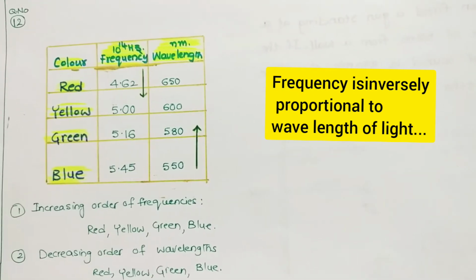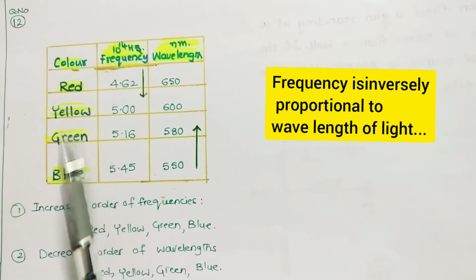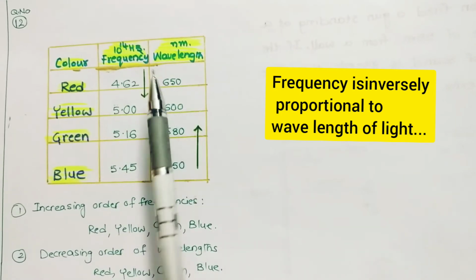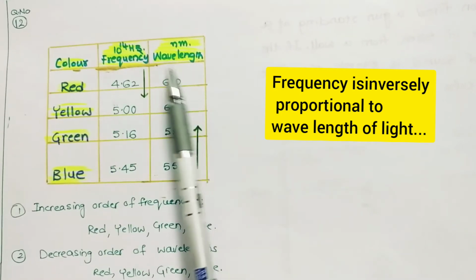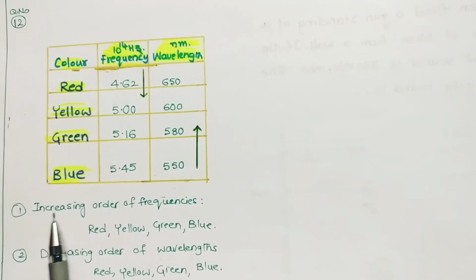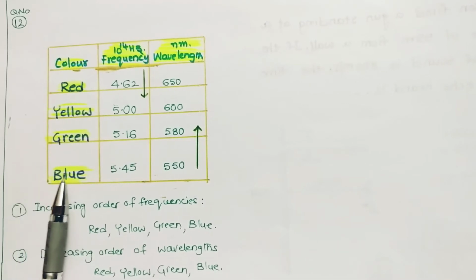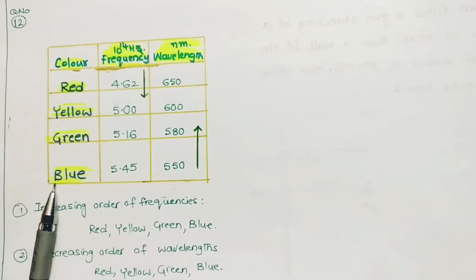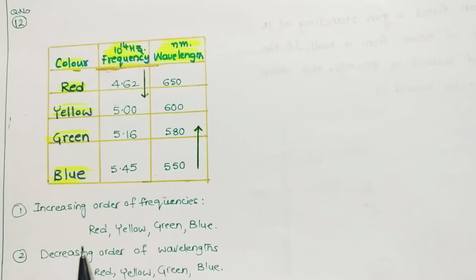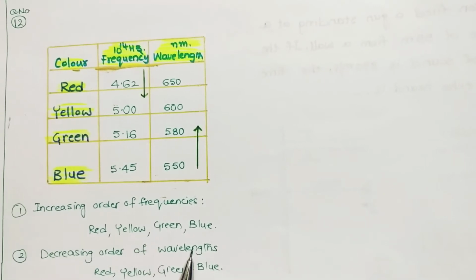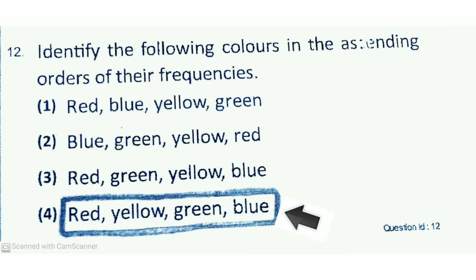On watching this problem, we have to get the relation between frequency and wavelength. That means frequency is inversely proportional to wavelength. When the question asks for the increasing order of frequencies, if the four colors red, yellow, green, blue are given, then the increasing order of frequencies is red, yellow, green, blue. In the same way, increasing order of frequency means decreasing order of wavelengths, so the decreasing order of wavelengths is also red, yellow, green, blue. So the correct option is 4.